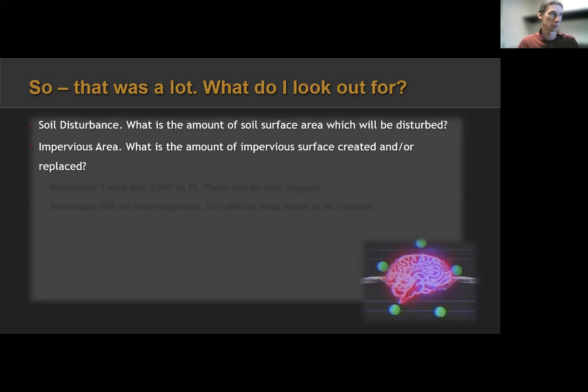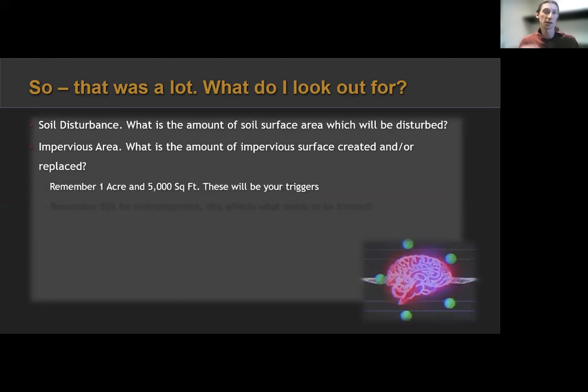And a couple numbers to remember. 1 acre and 5,000 square feet. These are my triggers. So I'm always looking, hey, is it above or below an acre? Is it triggering a SWPPP or is it triggering an erosion sediment control plan?